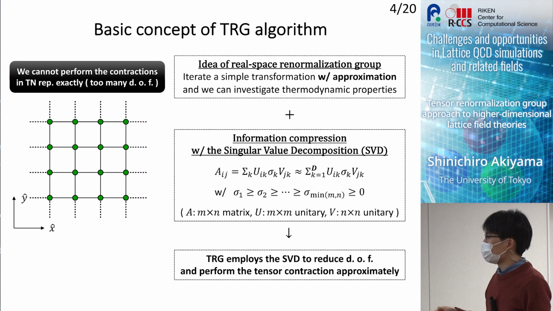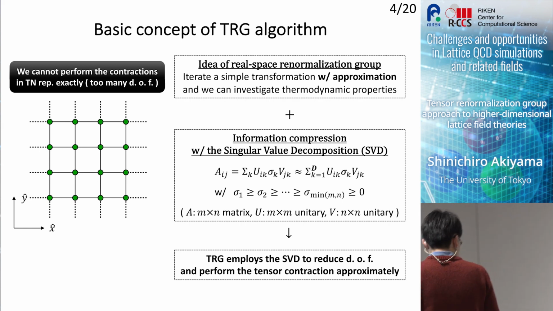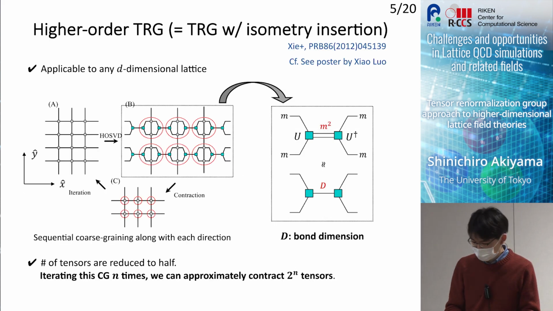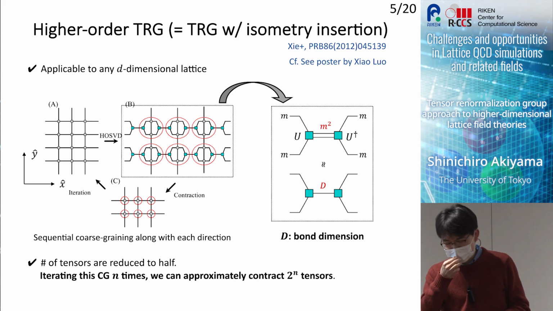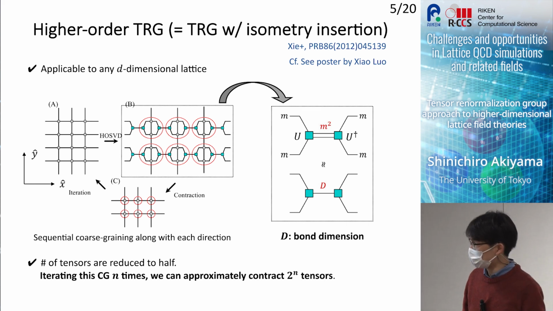So the TRG employs this type of SVD technique to reduce the degrees of freedom and perform this type of tensor contraction approximately. And actually, there are several types of TRG algorithms. So let me explain just two typical algorithms, which can be applicable to higher dimensional systems.